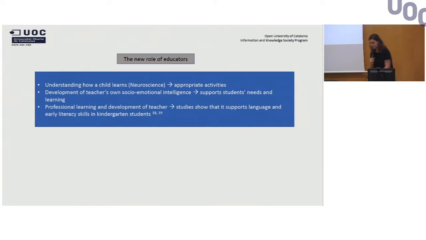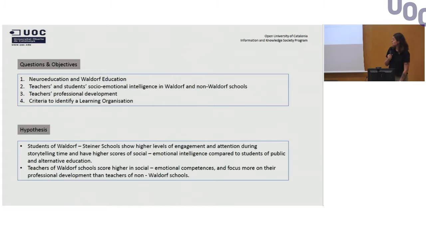My questions will relate to neuroeducation and the world of education, teachers' and students' social emotional intelligence in Waldorf and non-Waldorf schools, teachers' professional development, and what will be the criteria to identify a learning organization. The hypothesis is that students in Waldorf and Steiner schools have higher levels of engagement and attention during storytelling time. They have higher scores of social emotional intelligence compared to students of normal education.